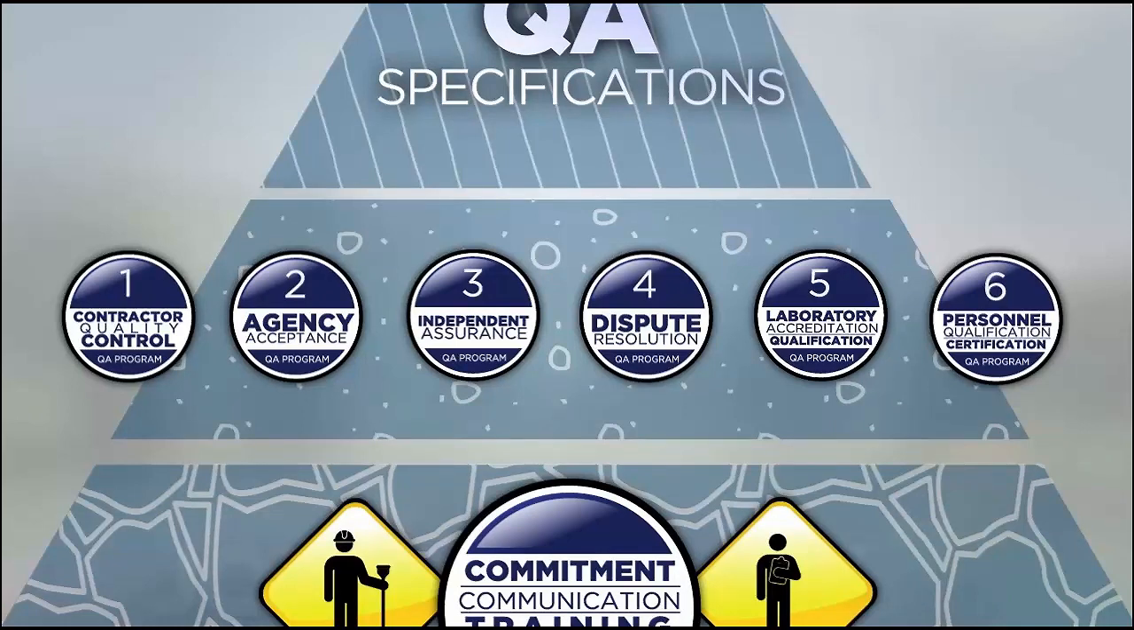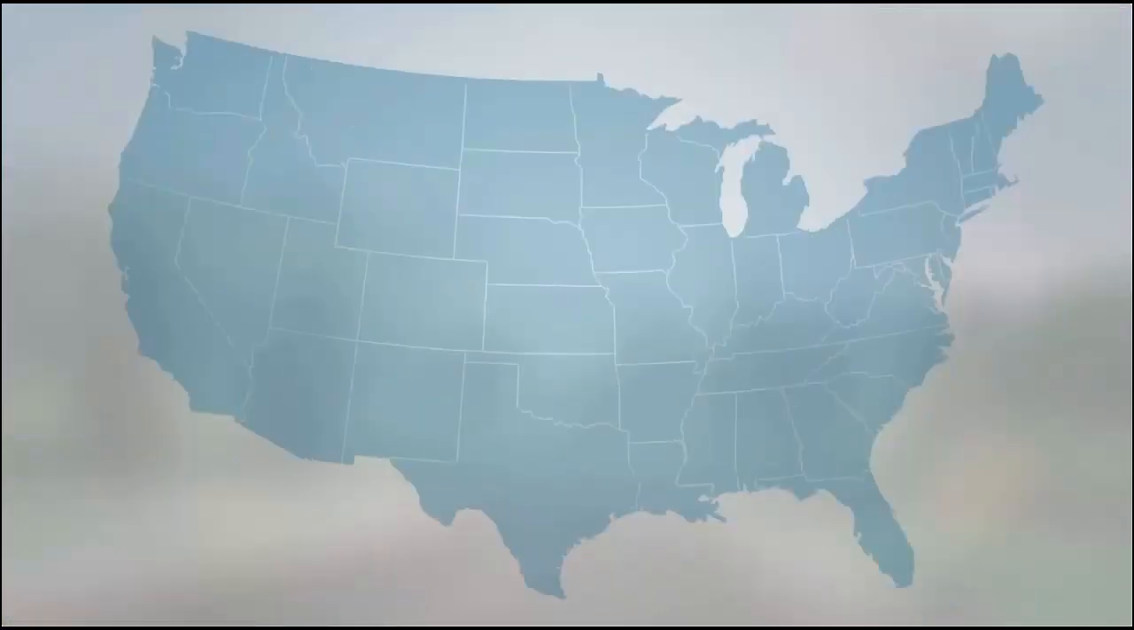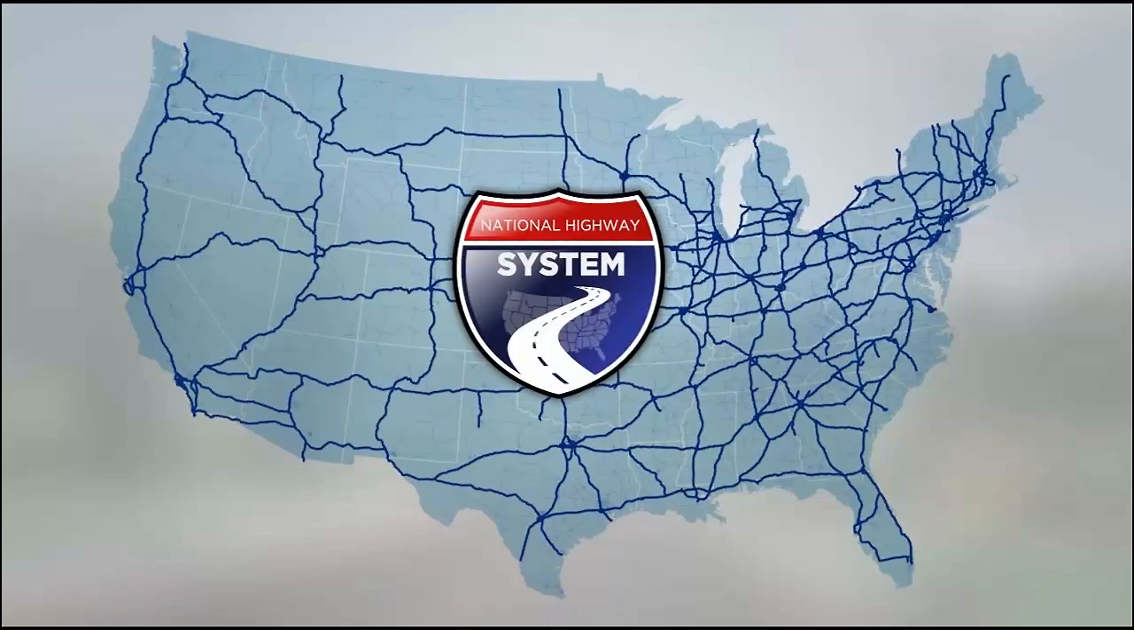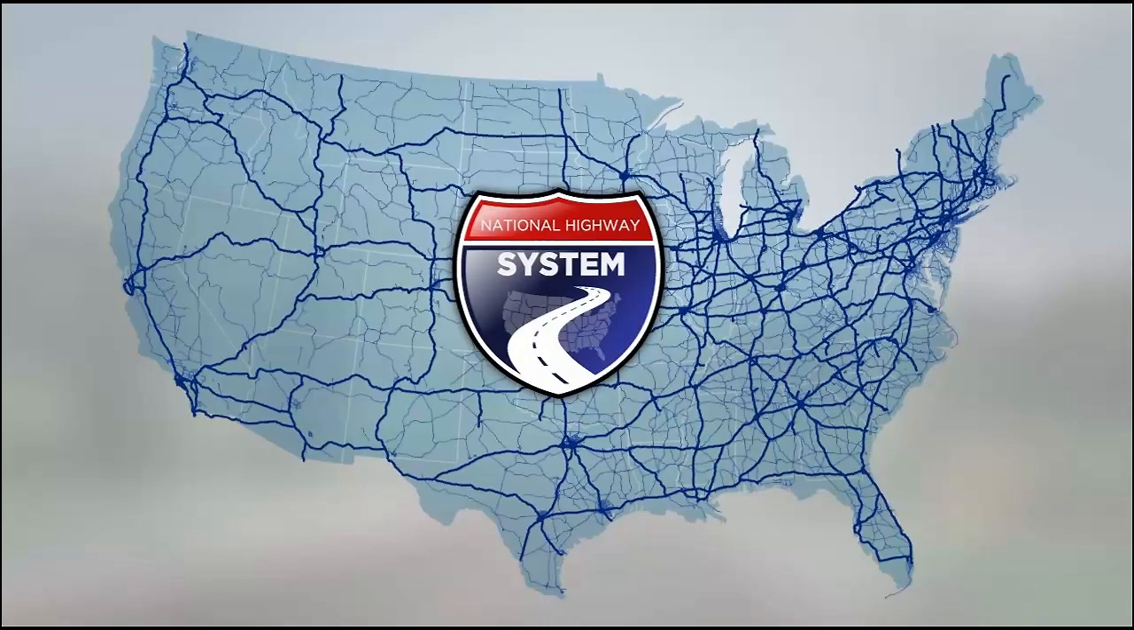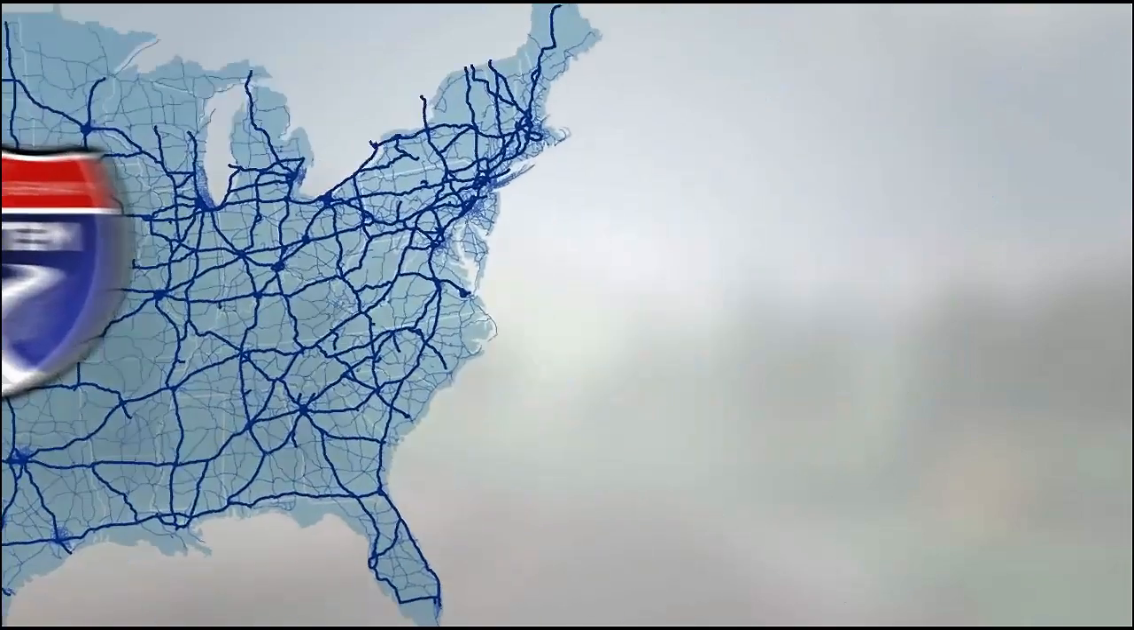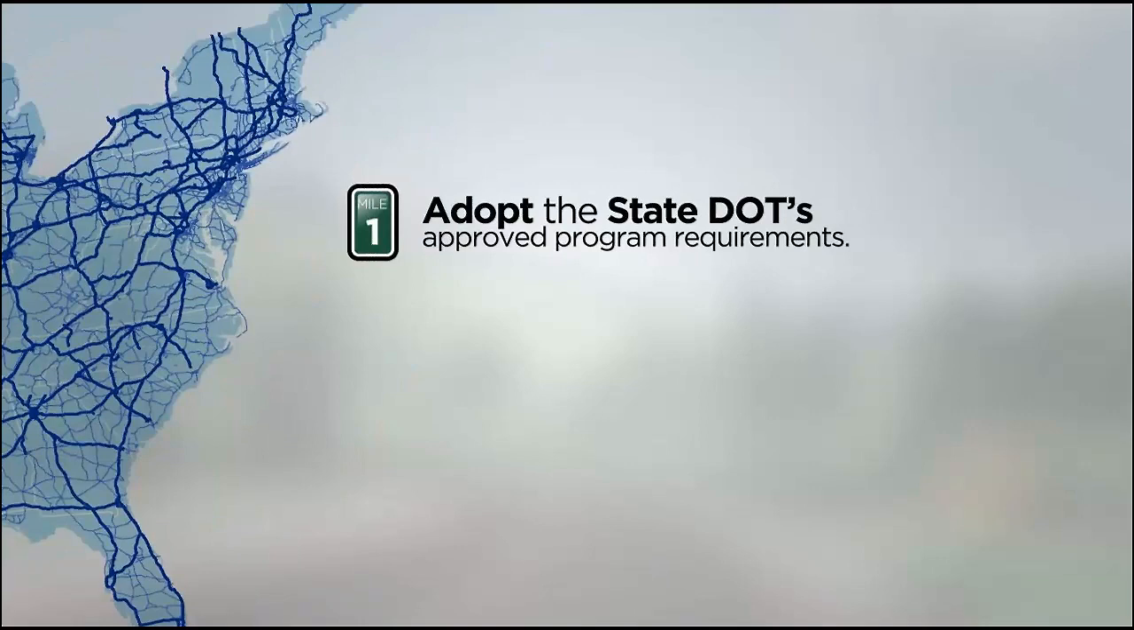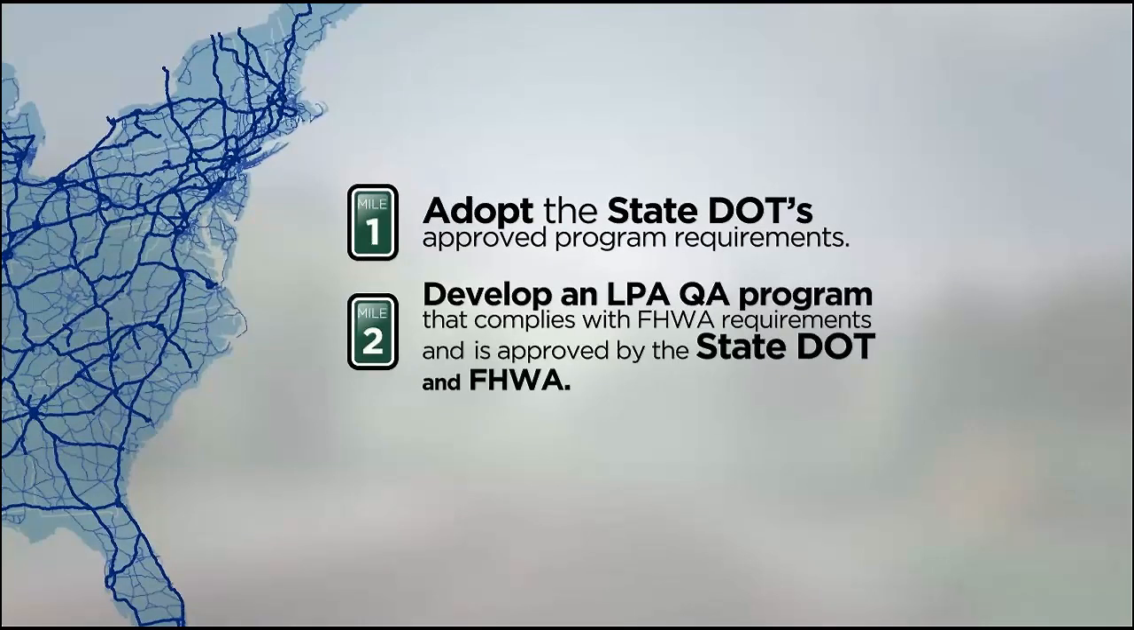Let's go over the QA program requirement based on road designation for federal aid projects. For projects on the National Highway System, or NHS, the LPA must have an FHWA-approved QA program that addresses the 6 core elements. The NHS includes the interstate highway system and other major roads designated by each state. In this case, an LPA may either adopt the state DOT's approved program requirements or develop an LPA QA program that complies with FHWA requirements and is approved by the state DOT and FHWA.